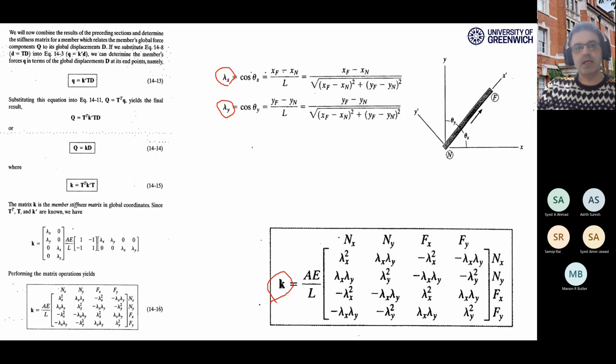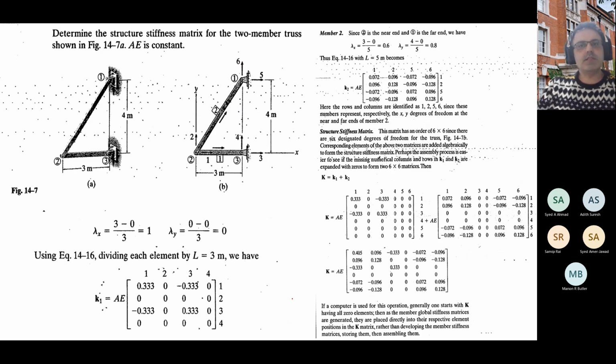Just to go through the first example again, just to recap, bearing in mind that we are just going to calculate lambda x and lambda y for every individual element and put those values into this 4x4 matrix. And then we will assemble the whole structure matrix. As you see here, we have only 2 elements, and it's a very simple truss structure.